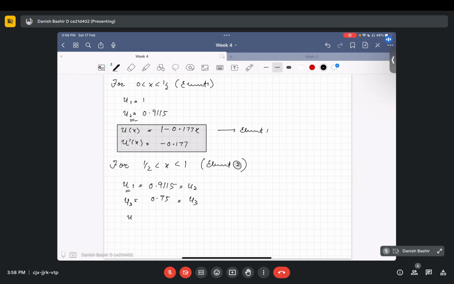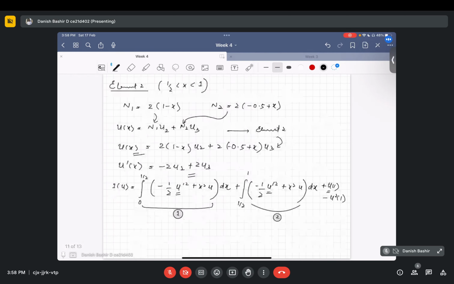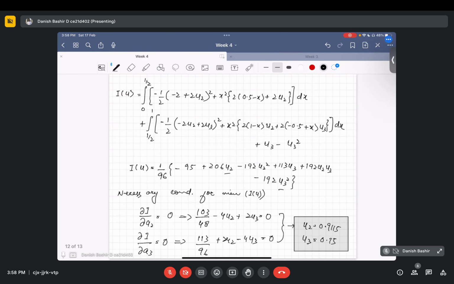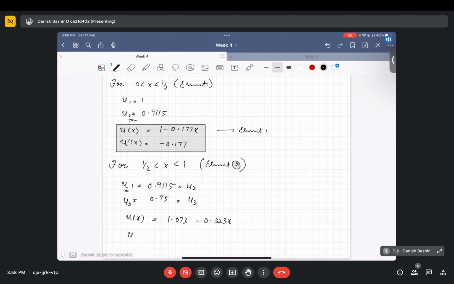When you put these values, you will get u of x within the second element to be equal to 1.073 minus 0.323x. You remember which expression for u of x you have to use in element second? You have to use this expression, and for the derivative you have to use this, and u dash of x will be equal to minus 0.323. So this whole thing is for element second.